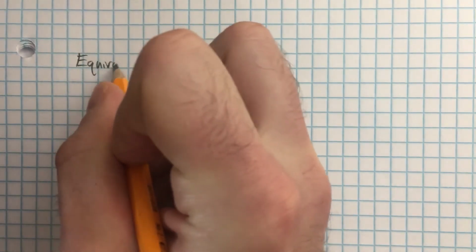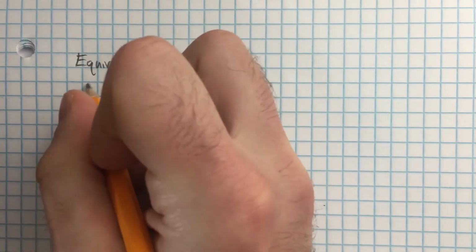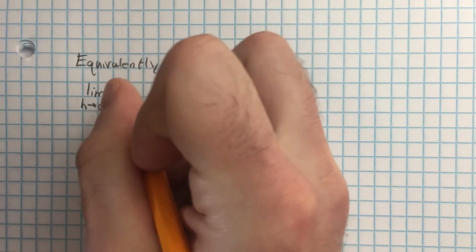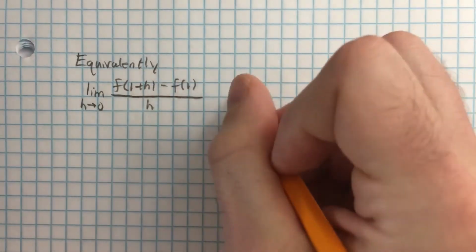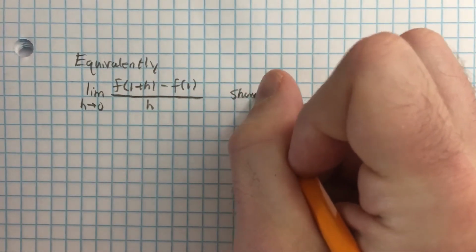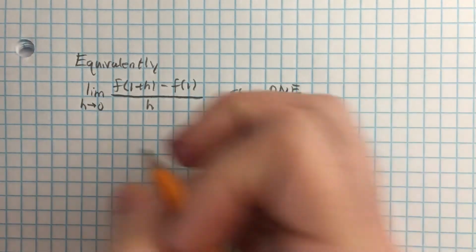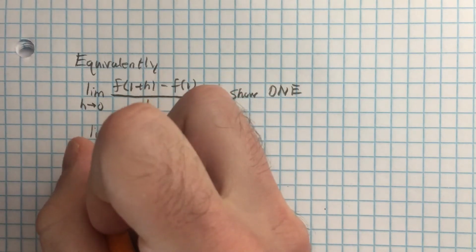Equivalently, we could have used the other form of the derivative: the limit as h approaches 0 of f of 1 plus h minus f of 1 over h, and show that this is D and E. So if such is the case, then we'll want to also use the two one-sided limits.